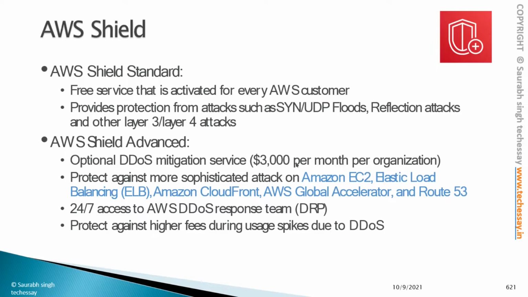You have to pay $3,000 per month per organization, and it protects against the most sophisticated attacks on Amazon EC2, Elastic Load Balancer, Amazon CloudFront, AWS Global Accelerator, and Route 53, and we have 24-hour access to our AWS DDoS response team, and it protects against higher fees during usage spikes due to DDoS. So let's move further.